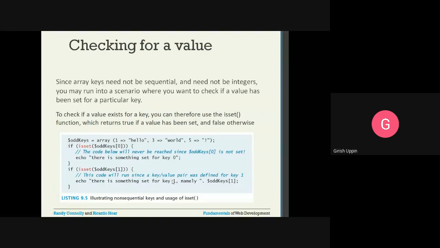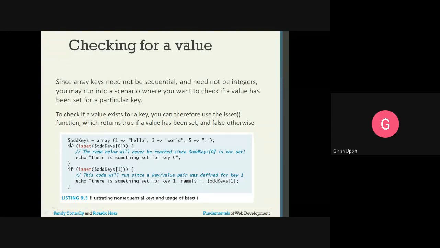Checking for a value: I told you there is a possibility of skipping a value, so we have to check whether a value is present or not. Since array keys need not be sequential and need not be integers, you may run into a scenario where you want to check if a value has been set for a particular key. To check if the value exists for the key, you can use this method. There is a function called isset, which returns true if the value has been set. Otherwise it will return false.